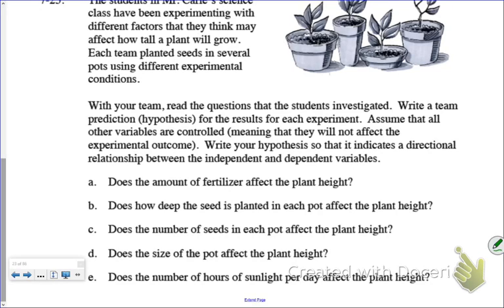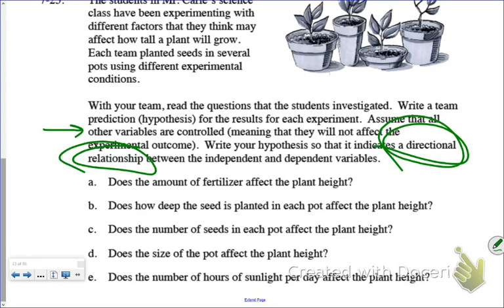Okay? With your team, read the questions that the students investigated. Write a team prediction for the results. You're going to make a hypothesis, just like in science. What do you think is going to happen? Assume that all of the variables, this sentence right here, guys, that just means don't be too crazy about it. Don't get too technical. Let's just think about the situation. Write your hypothesis so that it indicates a directional relationship. Are things going to increase? Are they going to decrease? Or are they going to remain the same? That's what we mean by directional, Keller. Pay attention. So I will do the first one with you.